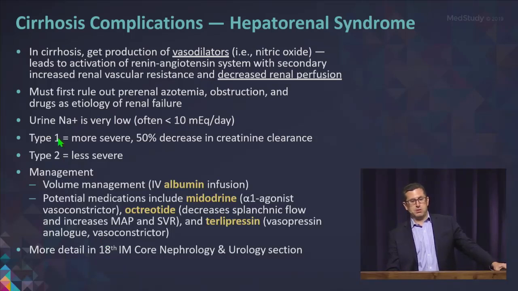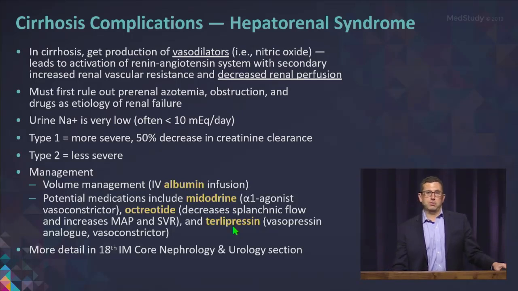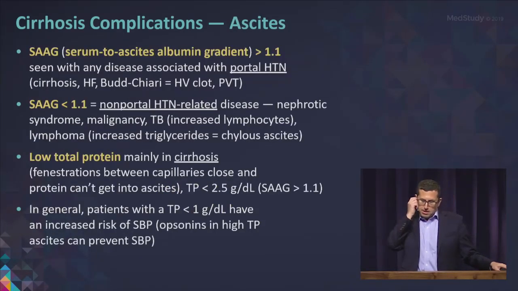There are really 2 types. There's type 1 hepatorenal syndrome, which is the more severe type, and then there's type 2, which is less severe. So management includes IV albumin infusions, and this is probably covered in renal. Midodrine, octreotide, and terlipressin generally will help increase blood flow to the kidneys and are used for hepatorenal syndrome.